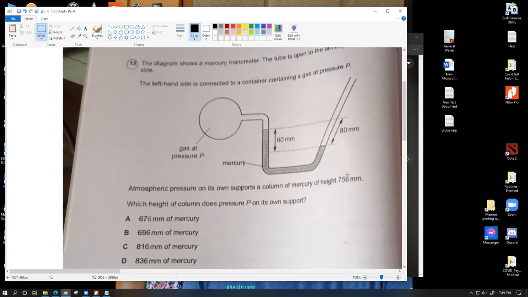So you subtract 60 millimeter from here. So how much do you get? 696. So the core pressure or the default pressure of this whole thing will be 696 millimeter of mercury. I believe B is the correct response. Is B the correct response?